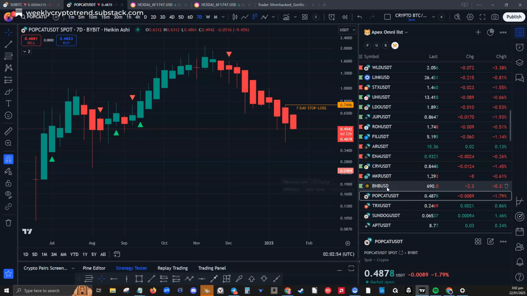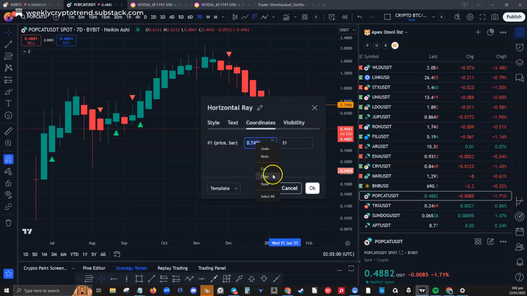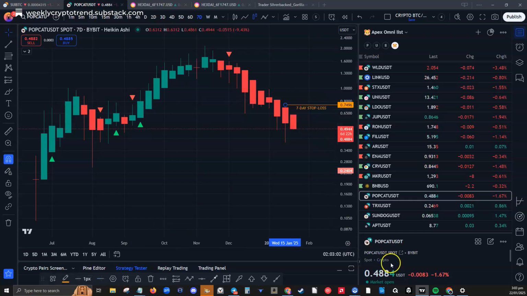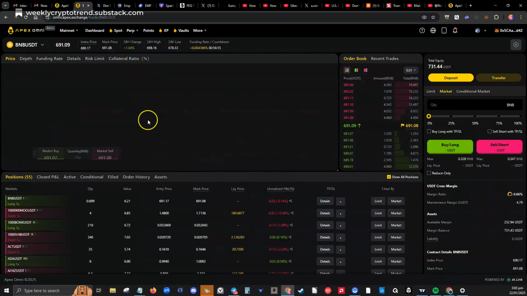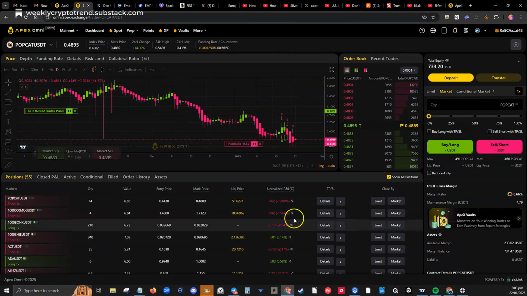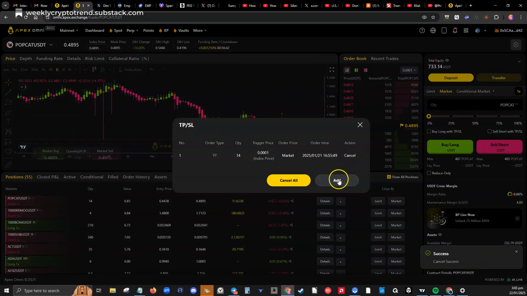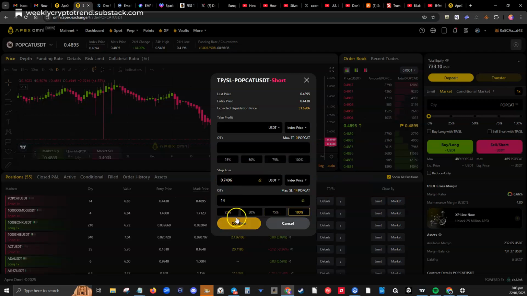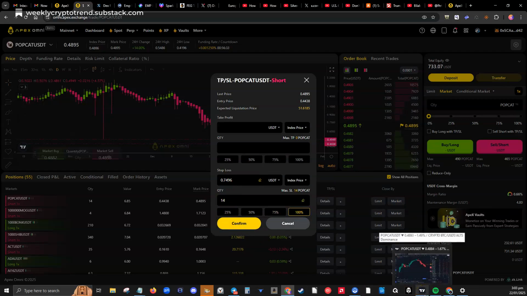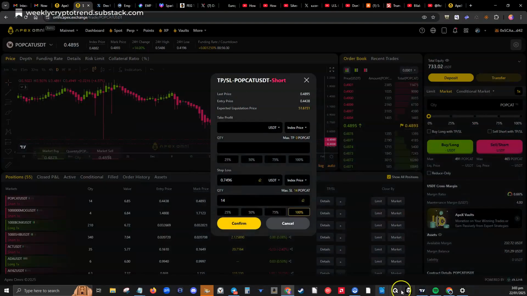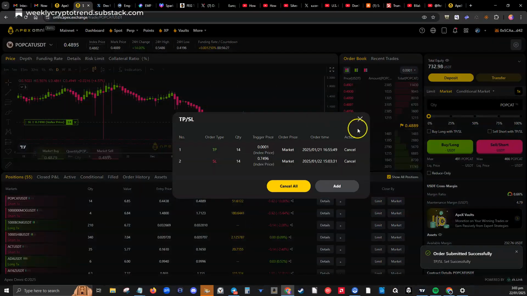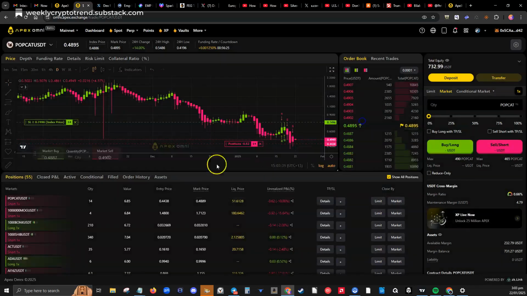Okay, so we want to grab the coordinates for that, full coordinates, and then we want to make sure we're already short PopCat. We are. There we go. How is this not in profit? Stop loss. Let's cancel that and put the new one in. It should be trailing now. Let me just double check. 0.74. 0.74, that's right. Okay, confirm. There's your new stop loss. Position size is $6.85, 1x on a short.